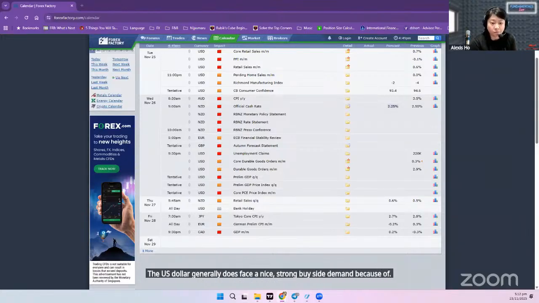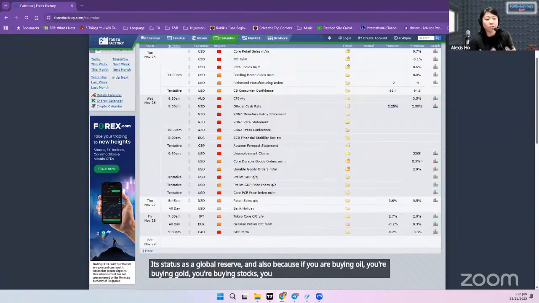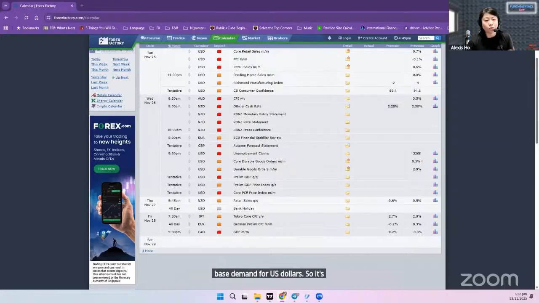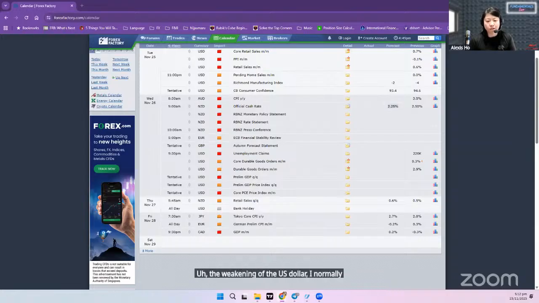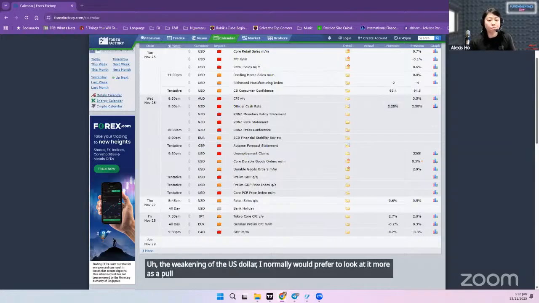the US dollar generally does face a nice strong buy side demand because of its status as a global reserve, and also because if you are buying oil, you're buying gold, you're buying stocks, you will need to have USD on hand, right? So there is a general base demand for US dollar. So it's really hard to see US dollar weakening exponentially or very aggressively. The weakening of the US dollar, I normally would prefer to look at it more as a pullback, depending on whether the pullback is deep or not.